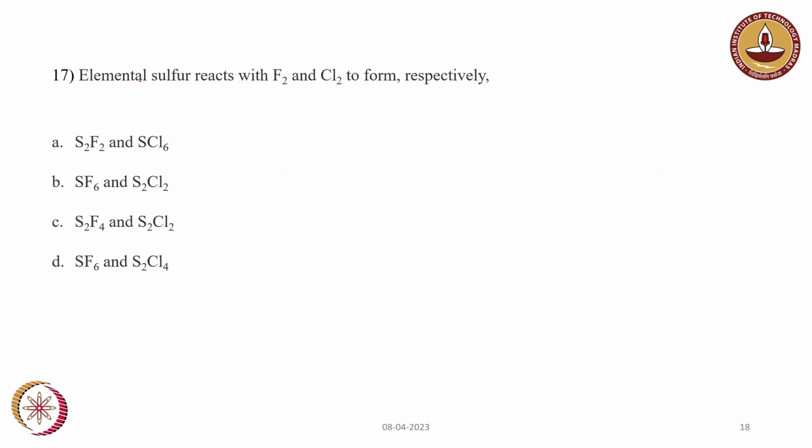The next question is elemental sulfur reacts with F2 and Cl2 to form. Option A is S2F2 and SCl6. Option B is SF6 and S2Cl2. Option C is S2F4 and S2Cl2. And option D is SF6 and S2Cl4.